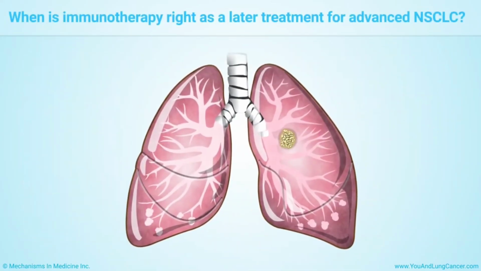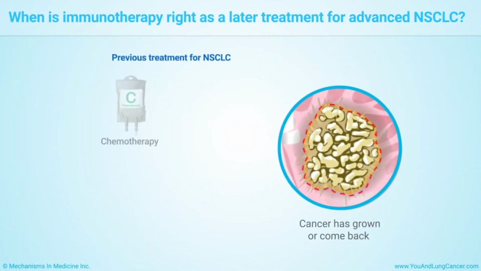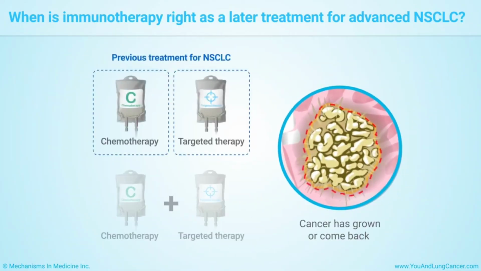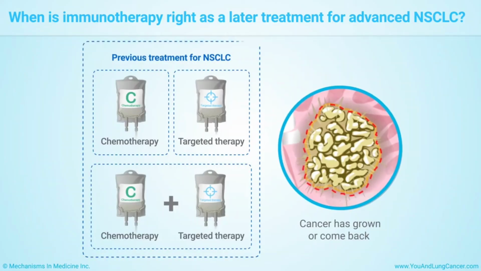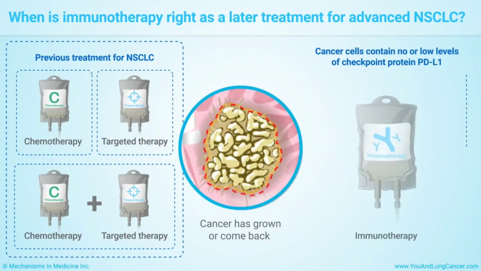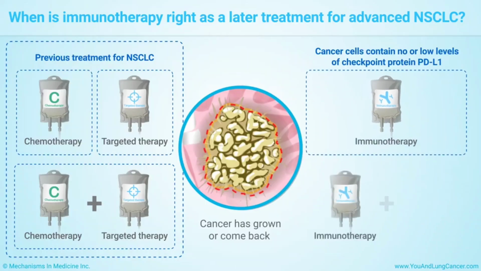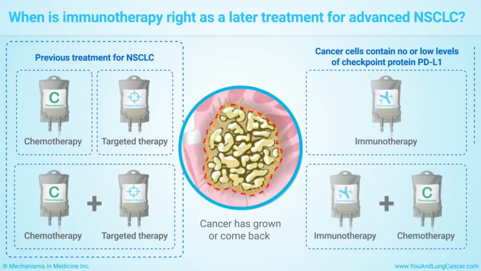Your doctor may recommend immunotherapy if your cancer has grown or come back after you have had chemotherapy, targeted therapy, or both. Even if your cancer cells don't have the checkpoint protein PD-L1 or have low levels of it, immunotherapy may still work for you after you have received other treatments. Your doctor may recommend that you get both an immunotherapy drug and chemotherapy.